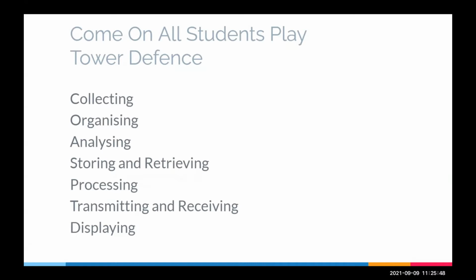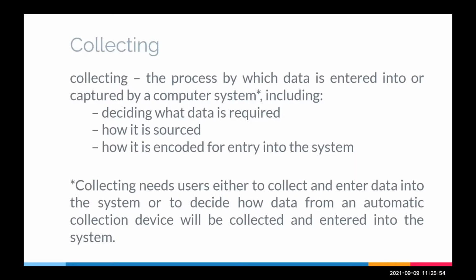Now we're going to look at them one by one. First one is collecting. Now, these are directly from the syllabus. Okay, I'm not going to read it in too much detail. So it's the process by which data is entered into, which is inputted into or captured by a computer system, including these 3 things. Now, collecting needs the user either to collect and enter data into the system or to decide how data from an automatic collection device will be collected and entered into the system.